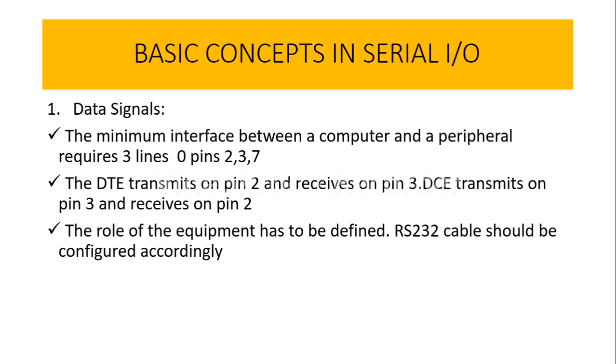Whenever the DTE, that is data terminal equipment, wants to transmit data, it should use pin number 2, and whenever it wants to receive data, it should happen from pin number 3. Whereas when we talk about the DCE, that is data communication equipment, it is going to transmit the data from pin number 3 and receive the data from pin number 2. Let us understand this with the help of an example.